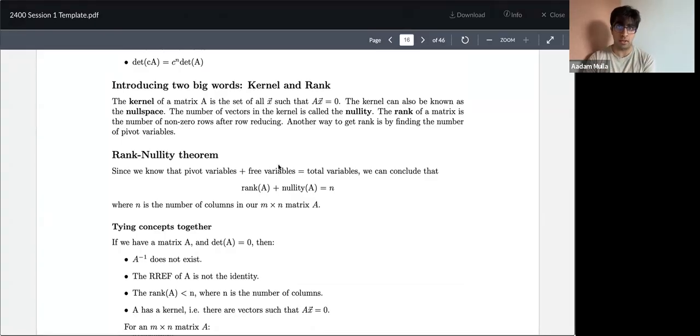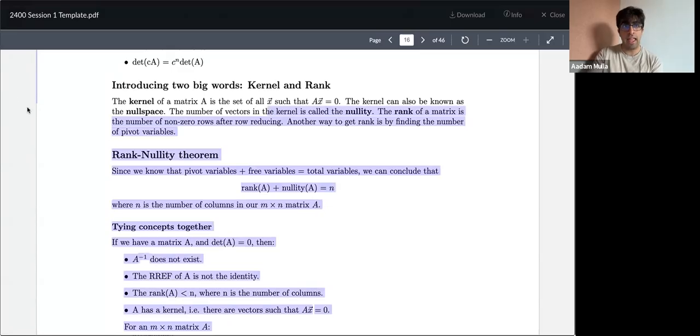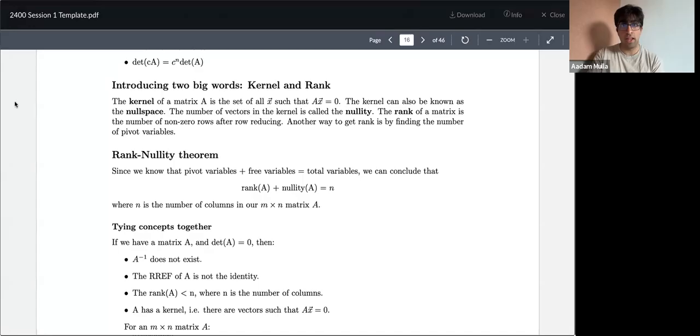So the kernel of a matrix is the set of all vectors such that A times X equals 0. Basically, to find the kernel, you have some matrix A, okay? The kernel of A is all vectors X such that A times X equals 0. So pretty much all you have to do is solve this equation or the system of equations, and then you can get X and you get your kernel.